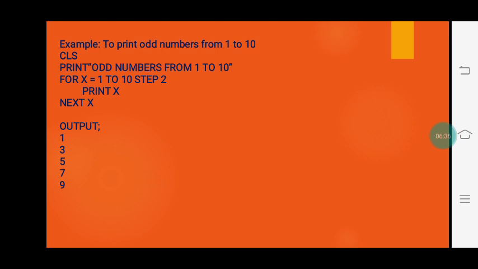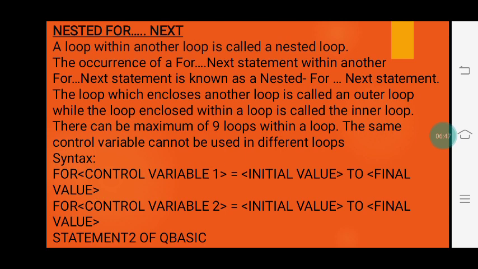But the final value is 10. So we'll get the output from 1 till 9 only. Okay, so this is what the for next with step. Now next one is the nested for next.